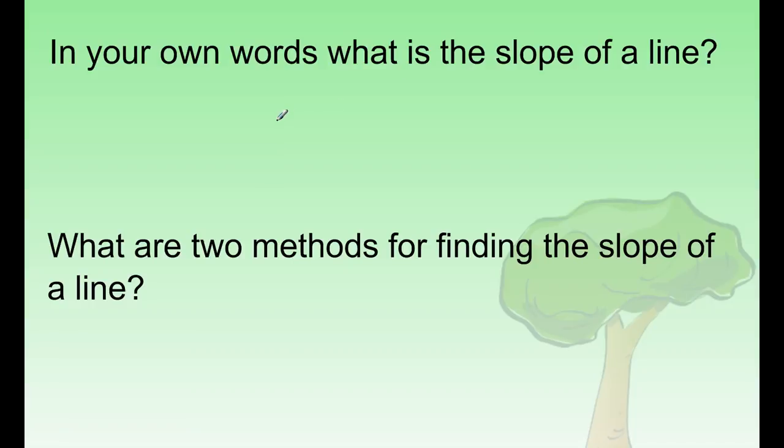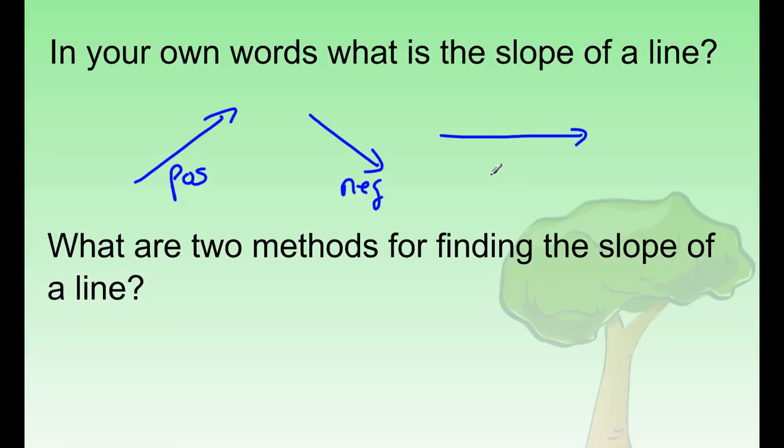What is the slope of the line? Well, the slope of the line shows you how slanty the line is. It tells you if the line is going up, if it's positive. It tells you if the line is going down, which is negative. And we didn't talk about the other 2 or see the other 2, but if you have a horizontal line perfectly flat, it has a slope of 0.